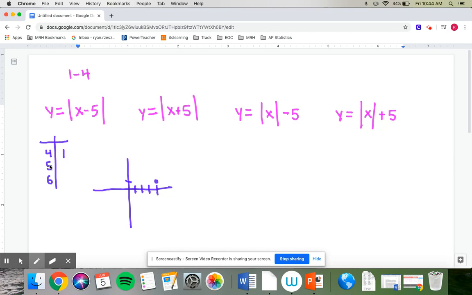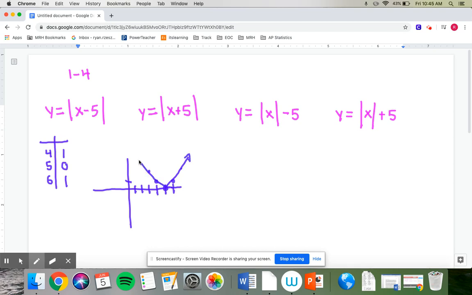Well, if I plug in a 5 to this equation, 5 minus 5 is 0. Absolute value of 0 is still going to be a 0. So 5, 0 is on this graph. If I plug in a 6, 6 minus 5 is 1. Absolute value of 1 is still a positive 1. So the point 6, 1 is on this picture. If I plug in 3, 3 minus 5 is negative 2. Absolute value of negative 2 is a positive 2, et cetera. So what I see is a picture like this.